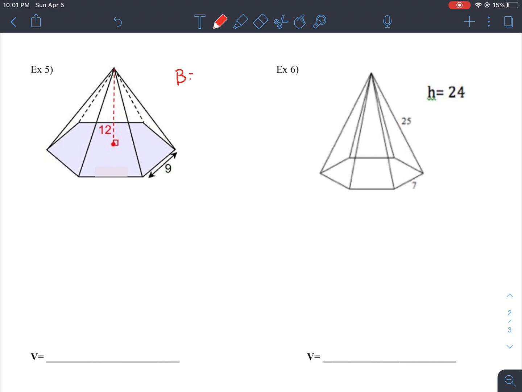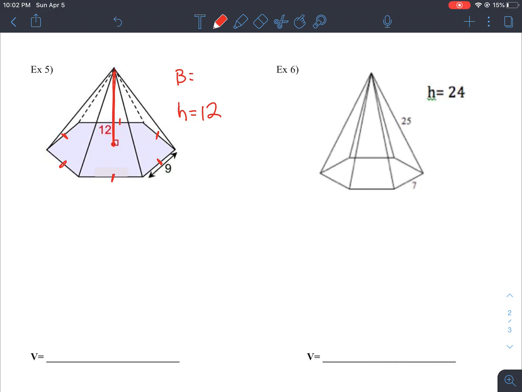Okay, so I still need capital B. I still need H. Now, let's start with the easier one, height. Height is 12. Capital B is the area of the base, so it's important to recognize what shape the base is. Well, I can see that the shape has 1, 2, 3, 4, 5, 6 sides, which is a hexagon.